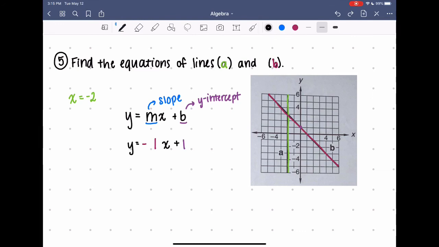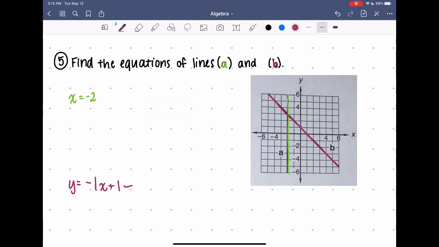So my full equation is y equals -1x plus 1. So that's my line B, and that's my line A, and I'm done.